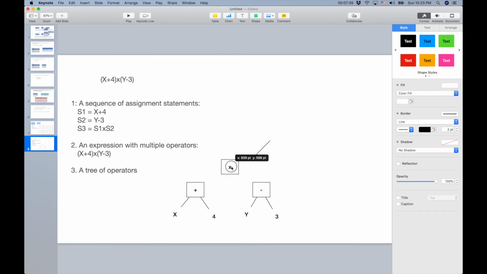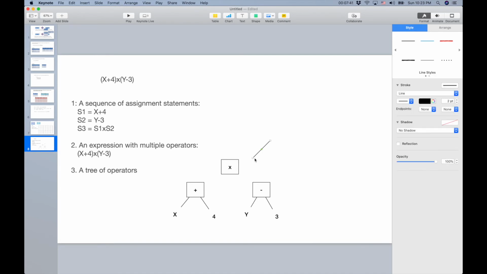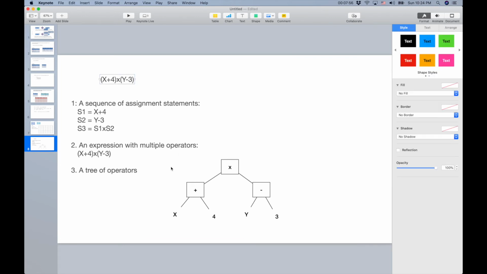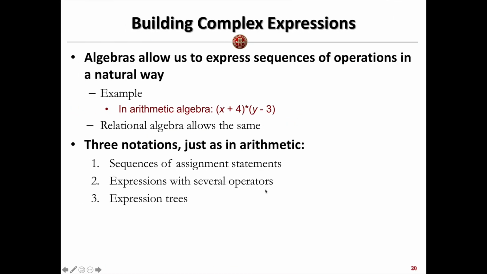And further, between them, we have this plus and minus connected to the times, right? We can connect them together as shown here. So this is another way to express the same expression by using the tree structure. Okay, so this is about elementary algebra. It will be very similar for the relational algebra. And let's go back to the slides.